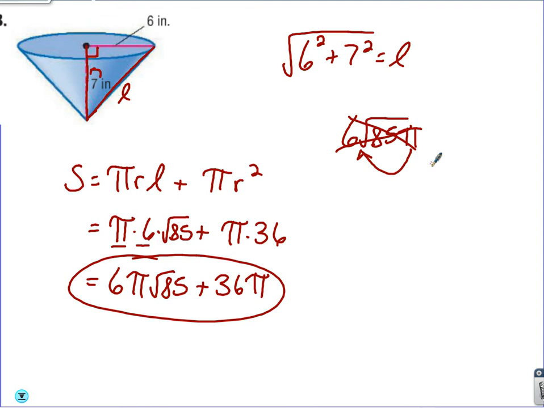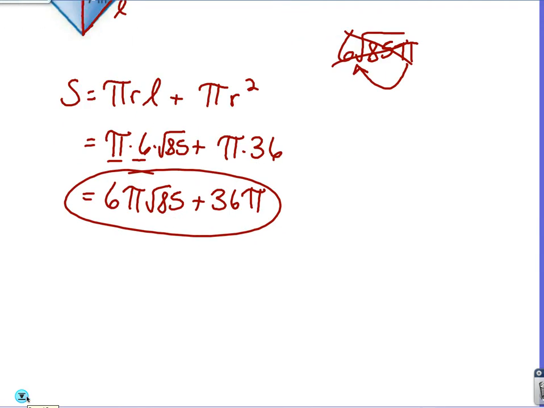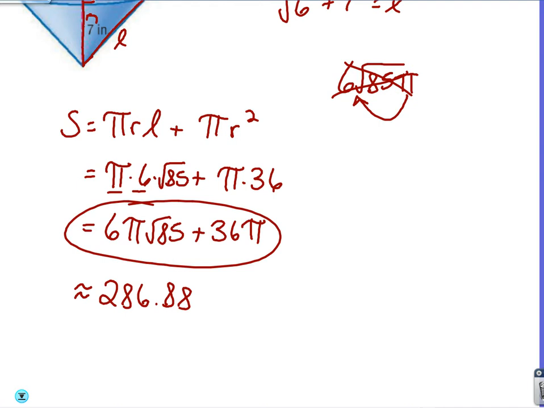That's the exact answer. If you want an approximate answer, just type that whole thing in, 6 times pi button times root 85. What'd you get? 286. And I think that was in inches squared.